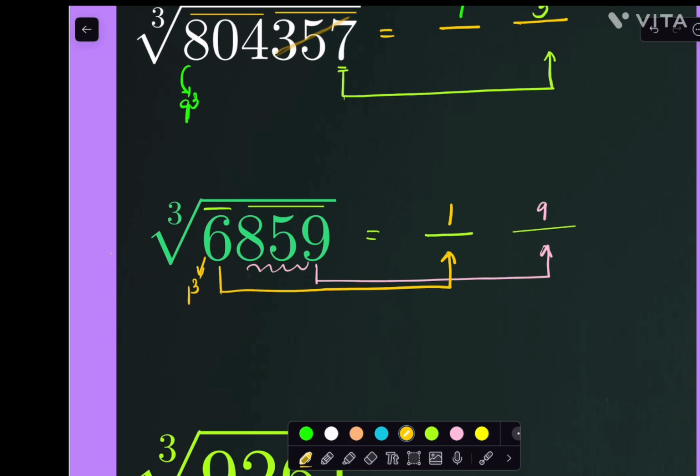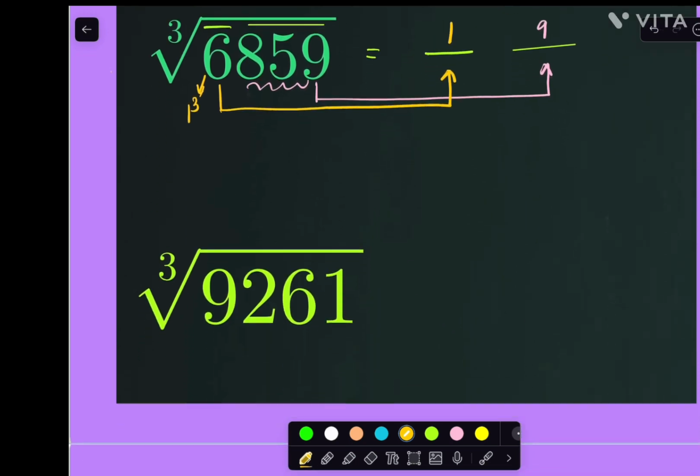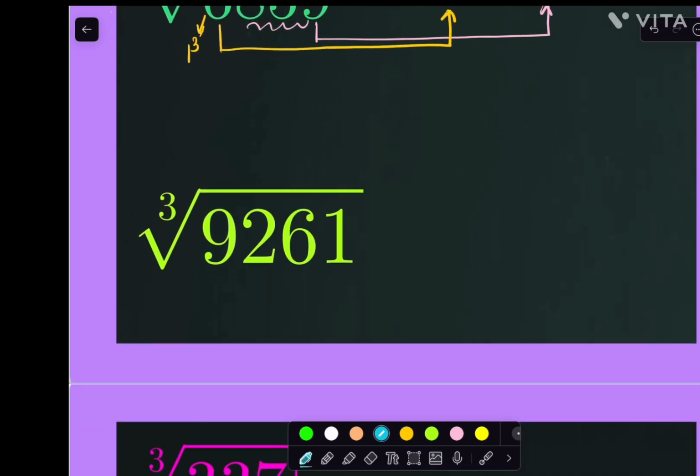Cube root of 6,859 equals how much? So we'll get 19, right? And similarly I'm taking this number. So here also same thing. Cube root of 9,261 is how much? So to calculate it by using the estimation method, mark bars on 3 numbers from right to left, right?